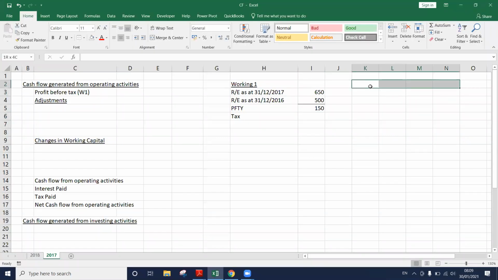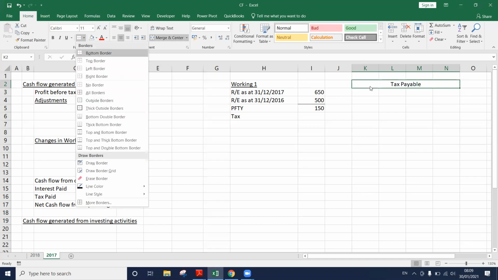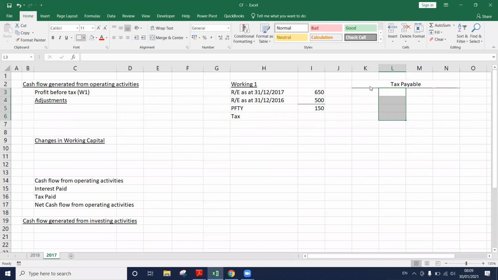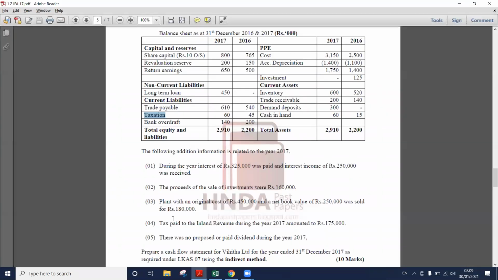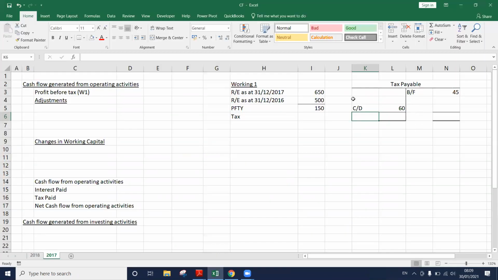Tax payable account. Brought forward balance 45. At the end of the year, we are carrying down a balance worth 60. And we know in the additional information they have given, we have paid tax to the Inland Revenue during the year 2017 amounting to 175. Paid in cash, 175. For that, the cash account is credited and this one is debited.